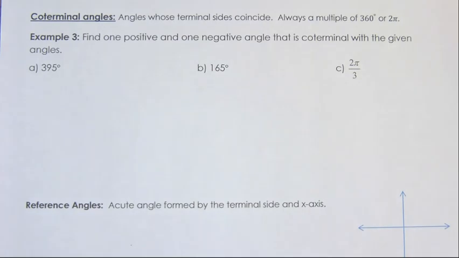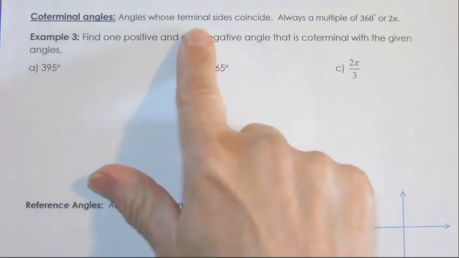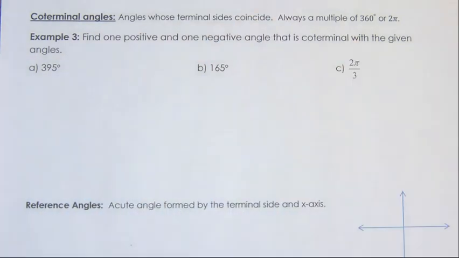All right, coterminal angles. These are angles whose terminal sides, their ending sides, coincide. So what we're going to do now is we're not going to graph these. We're going to actually look for coterminal angles. We're going to find them.